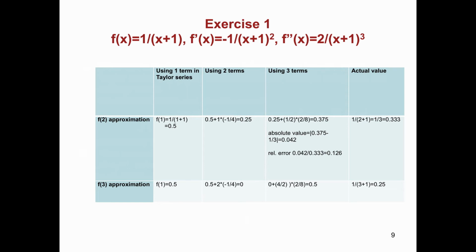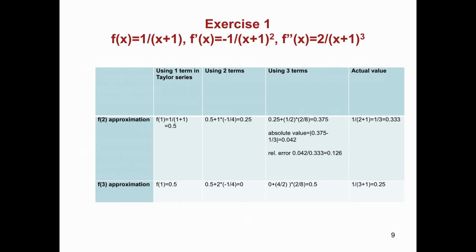And then using 3 terms, it's 0.375. I'm trying to get to 1/3. So you can see how I'm approaching from 0.5, 0.25, 0.375. And it can go up and down, but as I take more terms it's approaching 0.33333. Yes? And it works better for a number that is closer to 1. 2 is closer to 1 than 3.